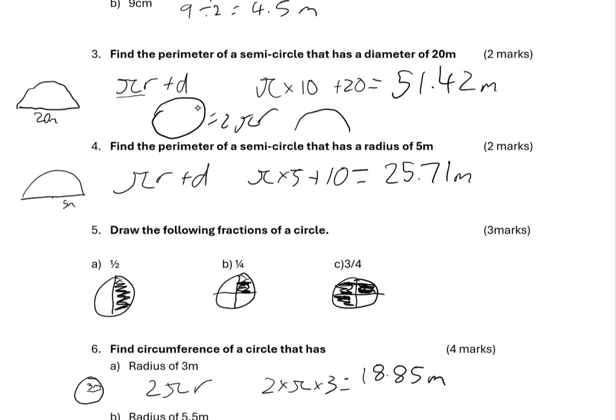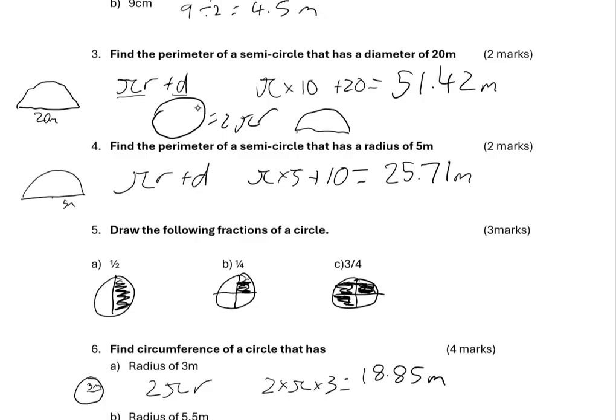And then the line down the bottom is the diameter. That's why you have to add diameter as well. So pi times the radius. With a diameter of 20, you need to divide it by 2 to get the radius of 10. Pi times 10, and then add your diameter of 20 from one side to the other.